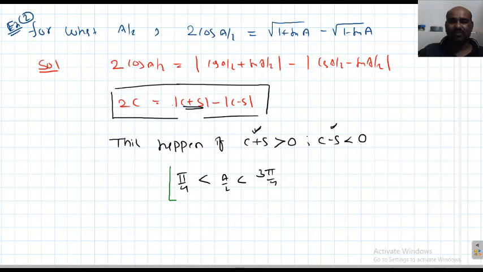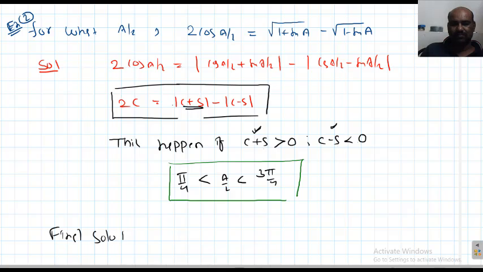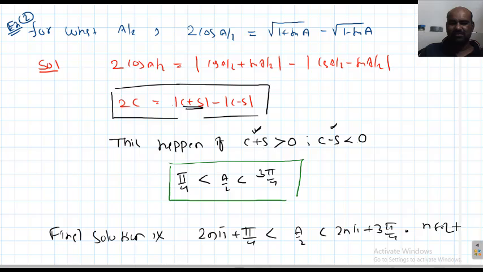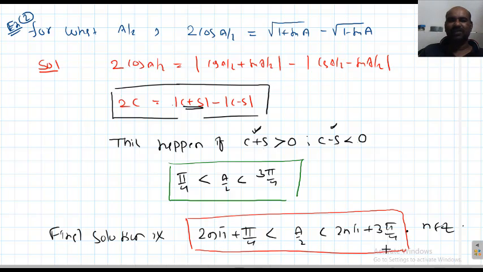This is one of the solutions. It is not the final solution. To write the final solution, you need to add 2n pi to the extremities. The final solution is 2n pi plus pi by 4 less than A by 2 less than 2n pi plus 3 pi by 4, where n belongs to Z. So this is the final solution. Students, very difficult concept. Very difficult. Today's class only is difficult.